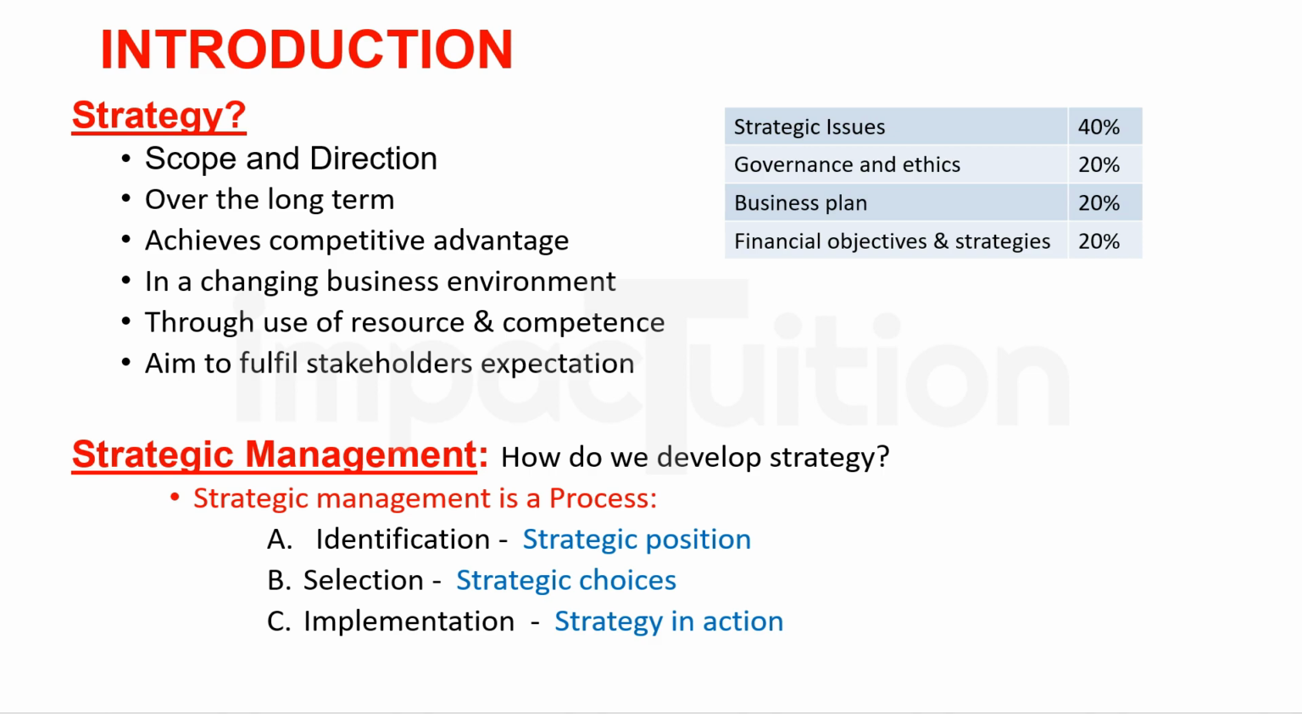Strategy identification can also be called strategic position. Selection we can call strategic choices, and implementation strategy in action. The rest of our work in the coming weeks will be on the strategic management process. We begin with strategy identification or strategic position.